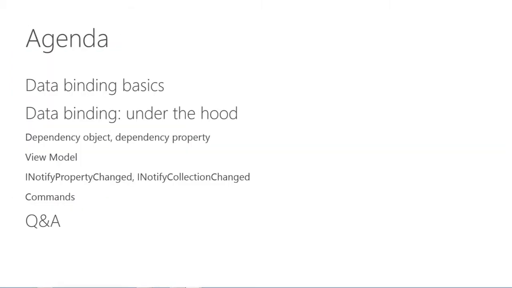So we'll talk about the basics of data binding, how it works. We'll talk about what's going on under the hood, dependency objects, dependency properties. We'll talk about view models, and then we'll talk about INotifyPropertyChanged and INotifyCollectionChanged. And then at the very end, we'll talk about commands and commanding. It should be a shorter session, so probably only about half an hour, and then we'll take a pause, and then we'll come back and talk about MVVM.